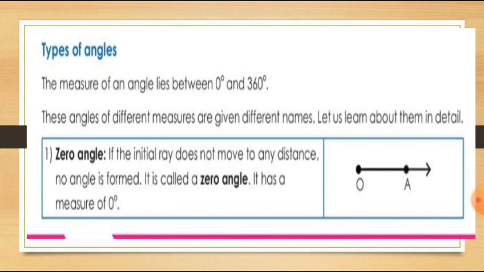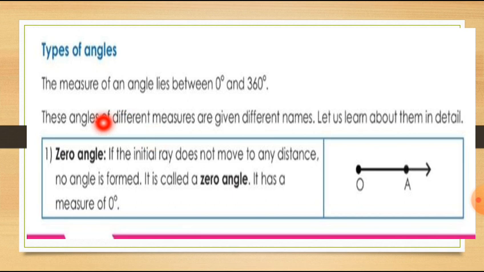Types of angles. The measure of an angle lies between 0 degree and 360 degree. That we know. The total measure is 360 degree. So all the angles will be between 0 and 360 degree. Here, these angles of different measures are given different names. So let us learn about them in detail.